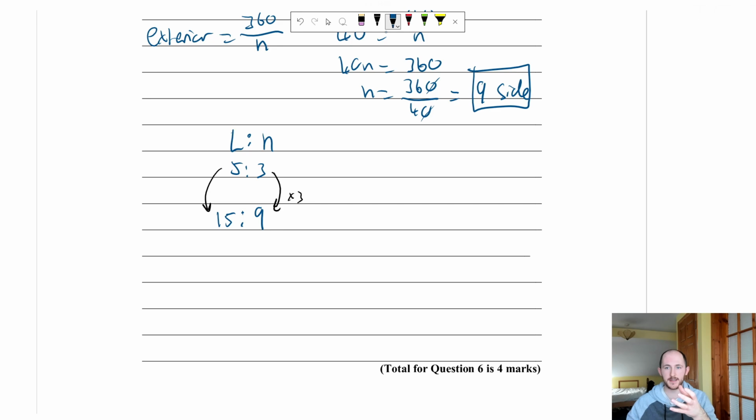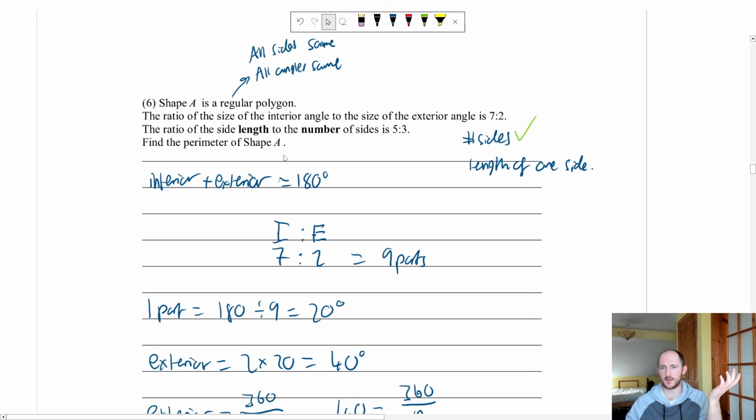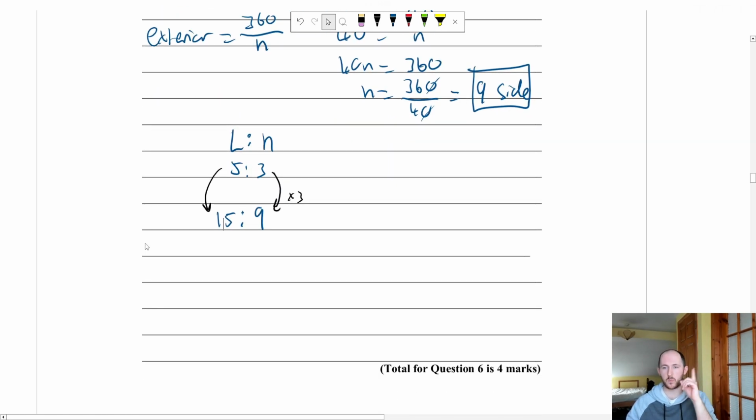each side is 15. I mean, it doesn't actually give us a length in terms of centimeters or anything, so I can't give it a unit. I could say just units, but that means one side is going to be 15 units long, which means the perimeter is the number of sides, 9, times the length of one side, which is 15. The reason for this is the length is going to be 9 times bigger than the length of one side.